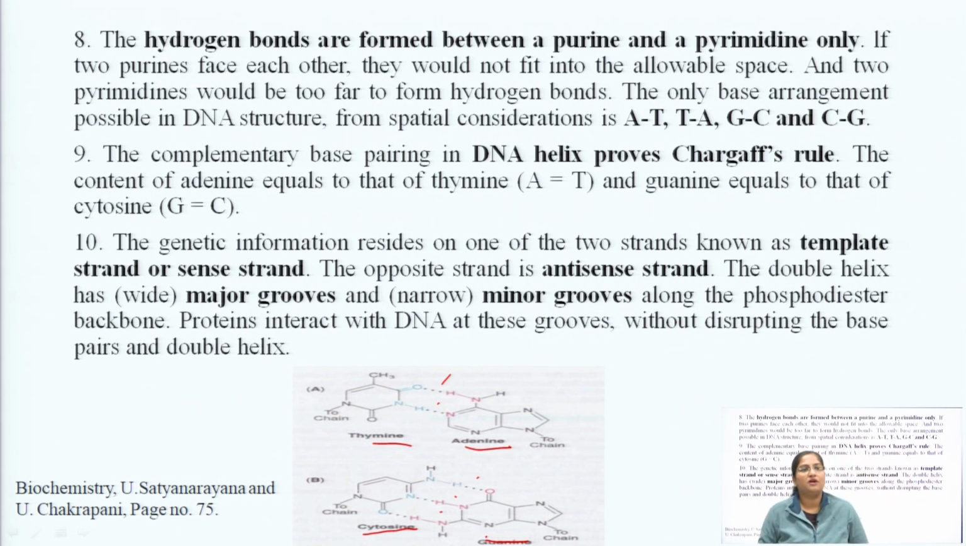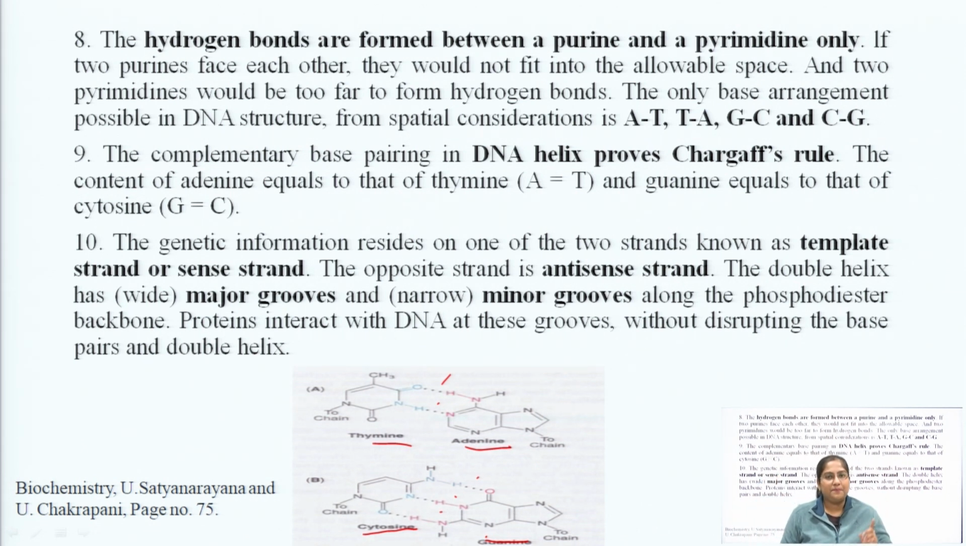So, hydrogen bonds are formed between the purines and pyrimidines only: AT, TA, GC and CG. You will never see A bonded with G or T bonded with C, that is for sure. A will be bonded with T and G will be bonded with C and vice versa. The complementary base pair in the DNA helix proves Chargaff's rule, which we already studied.